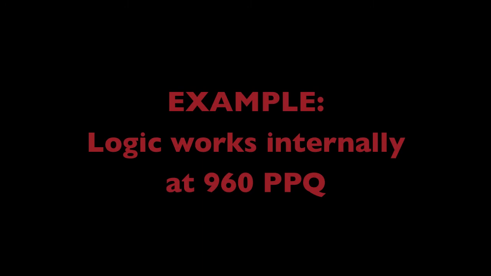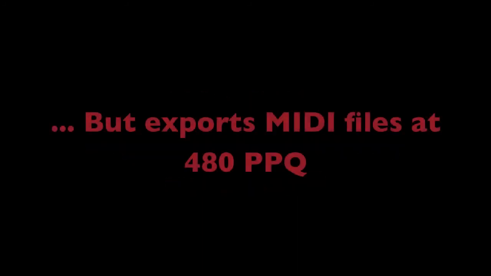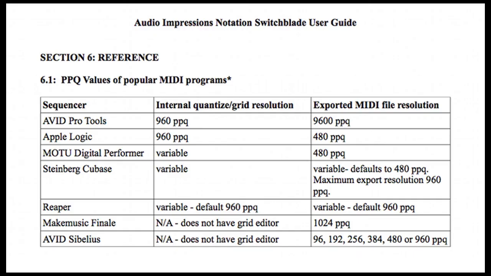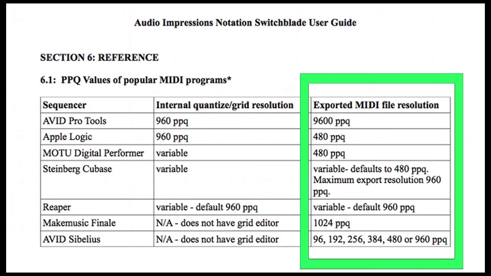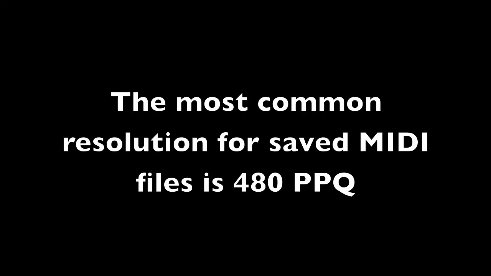For example, within Apple Logic, you can edit and record MIDI data at 960 PPQ. However, if you export this as a MIDI file from Logic, the saved MIDI file's resolution will be 480 PPQ. For Notation Switchblade, we are concerned with the resolution of the exported MIDI file. The reference section of the Notation Switchblade manual has a list of the PPQ resolutions that the most popular sequencer programs export to. The most common resolution is 480 PPQ.